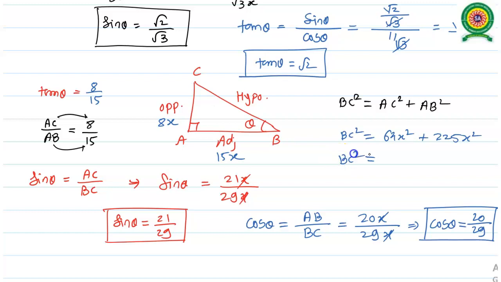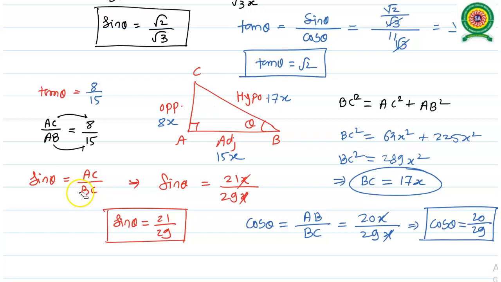Let us try to add them up. BC square equals 64 plus 225, we are getting 289 x square. Taking square root on both sides, BC becomes 17x. So the hypotenuse BC is 17x.